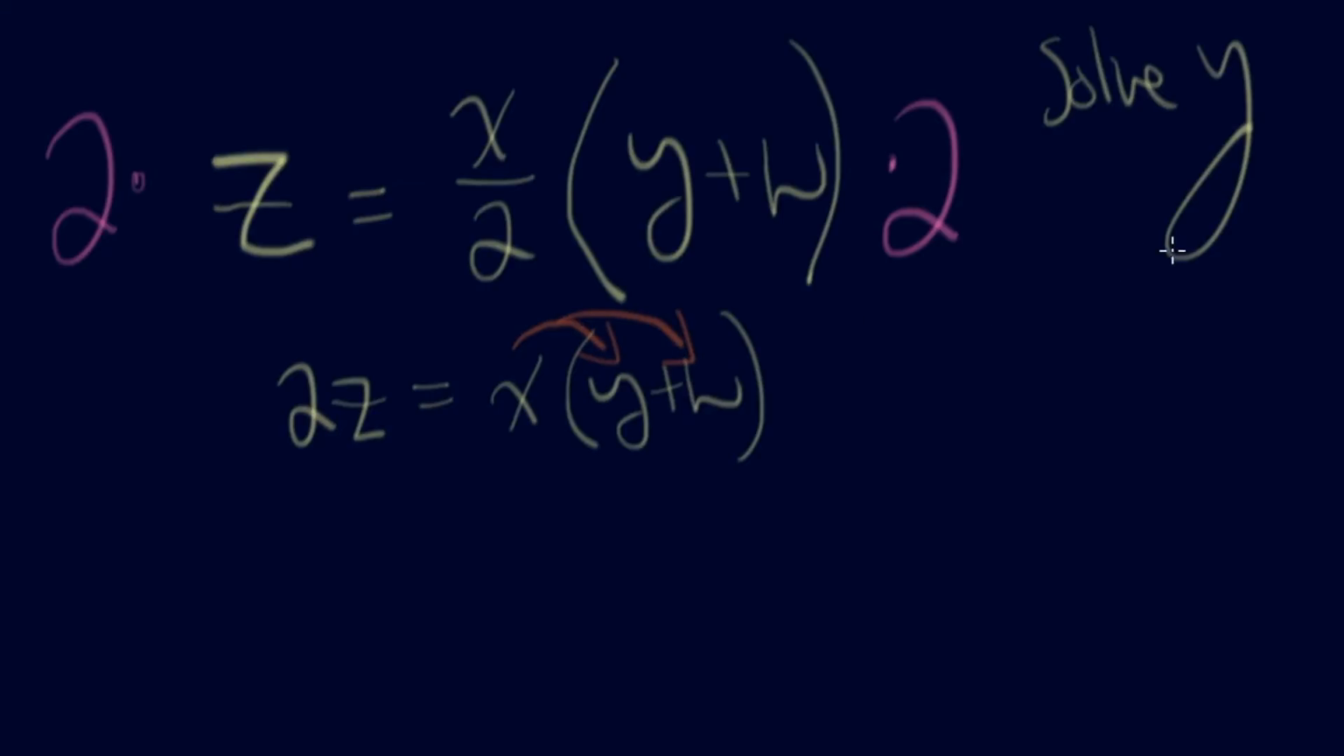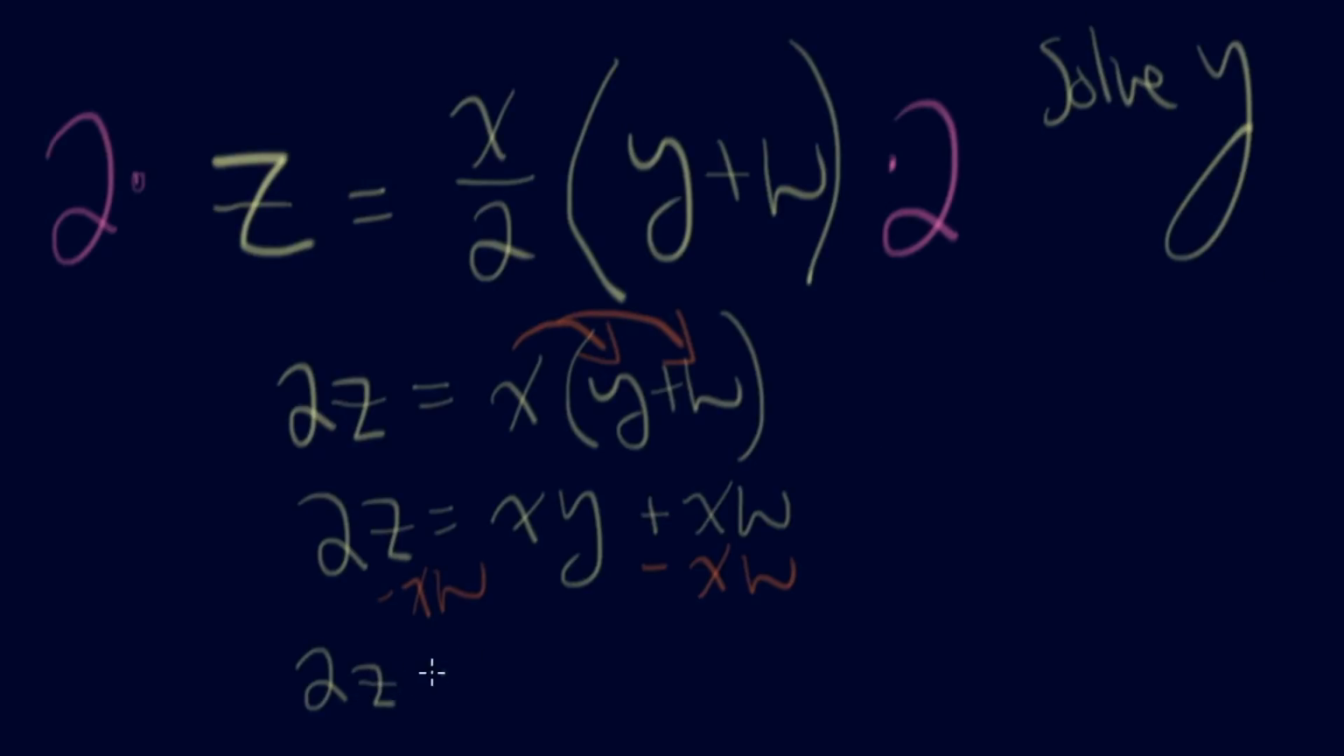There's a couple of different ways you could do this one actually, now that I'm thinking about it, but I'm going to go and distribute. And that's going to leave me with an xy plus an xw. We still have 2z. Eventually I'm going to solve for y, so I see my y right there, which is kind of cool. I'm going to leave this term there, and I'm going to subtract xw from both sides. Now that's going to leave me with something that looks really ugly, a 2z minus xw is equal to xy.